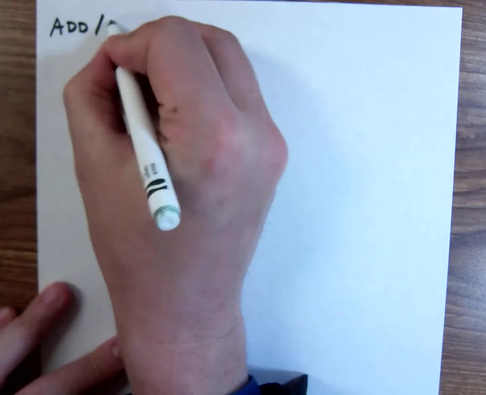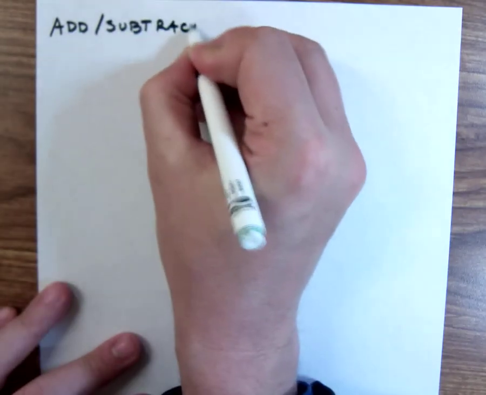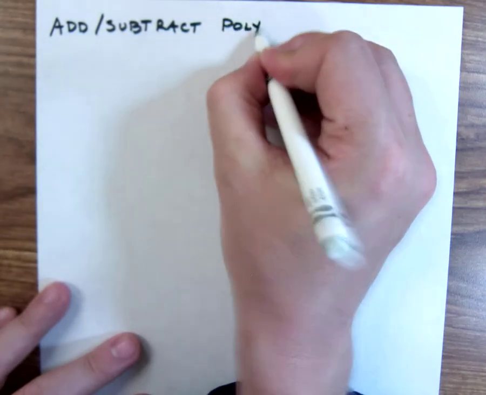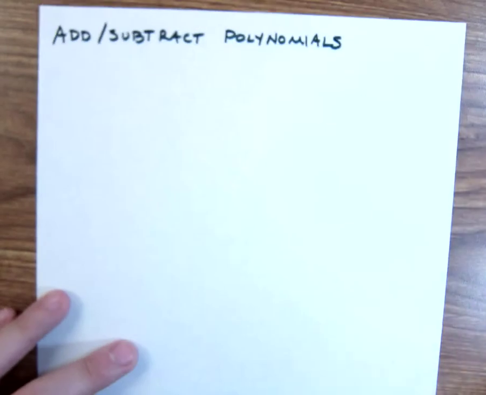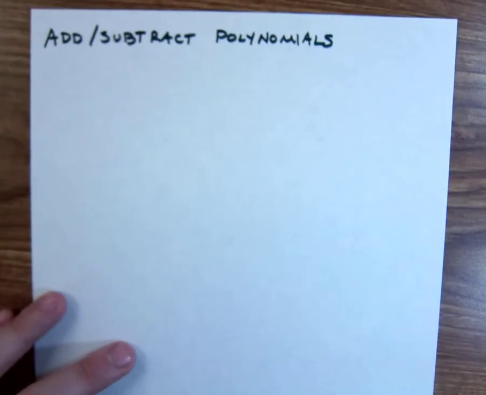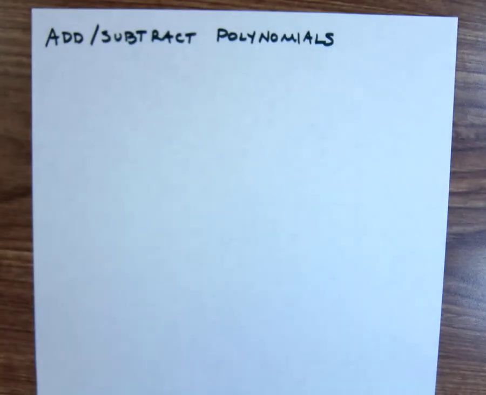Now that you've learned the basics, let's get to the point here. We want to add and subtract polynomials. Adding and subtracting polynomials at its heart is basically just combining like terms. On the final, most likely you'll have at least one question classified as polynomial.